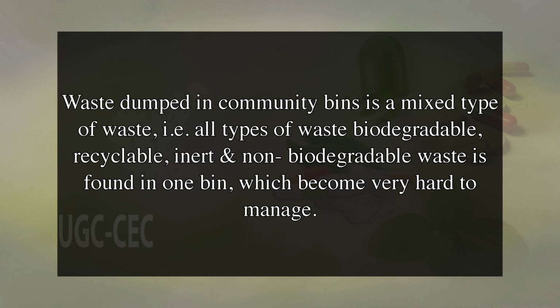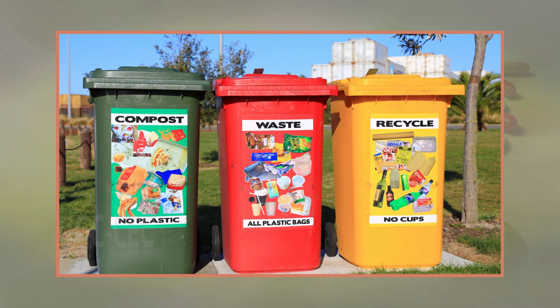The waste dumped in a community bin is a mixed type of waste, that is, all types of waste, biodegradables, recyclables, inert and non-biodegradable wastes, are found in one bin, which becomes very hard to manage. People at large are not aware about segregation of waste. Different color bins are promoted in some cities to segregate waste, but segregation at one point is not enough.